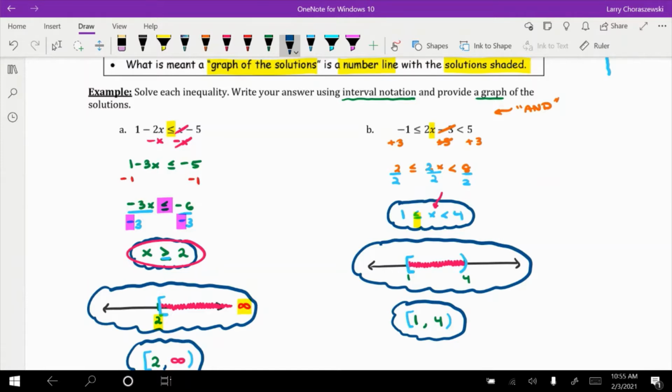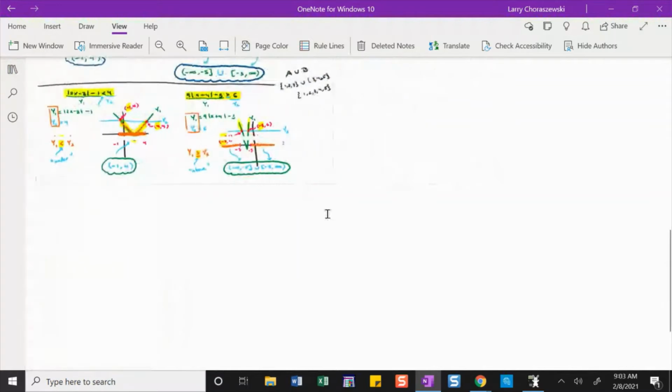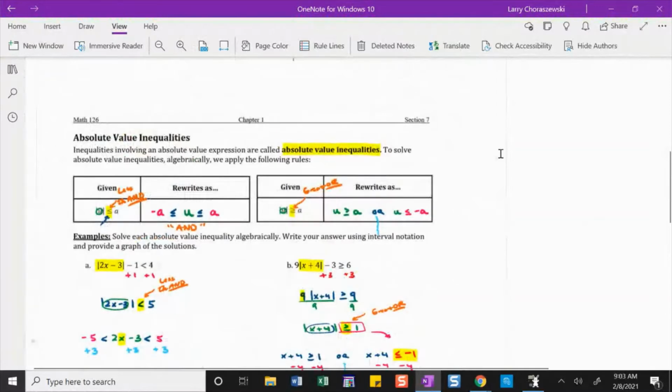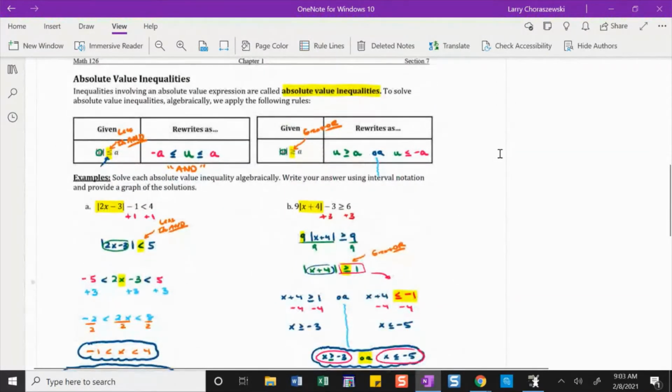We didn't flip the inequality symbol because we didn't divide by a negative number. It's only if we divide or multiply by a negative number. Anything else is no change. Last two examples of section 1.7 on the screen. I'll recap this, and if you have any questions along the way, feel free to let me know.